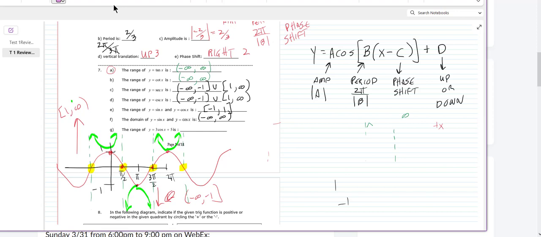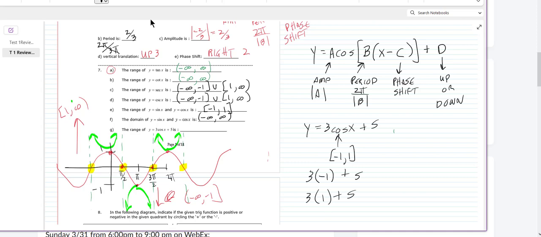Okay, let me show you how to do this last one here. You have to do a little arithmetic problem on this. So what you have here is y equals 3 cosine x plus 5. So it's going to kind of go like this. The range of a cosine is -1 to 1. Okay, so we know that if it's just a cosine, it ranges -1 to 1. But the amplitude becomes 3 and it moves everything up 5. So what you do is you just do this arithmetic problem. You do 3 times -1 plus 5, and then you do 3 times 1 plus 5. And that will tell you where the max and min change to.